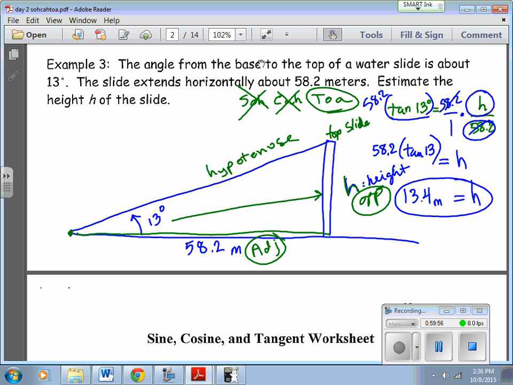The distance from the base, the 58.2, that number, 13.4 meters is the height. That sounds like that is a reasonable answer. Okay. All right. Any questions on that part right there? No? All right. So we're going to stop there.